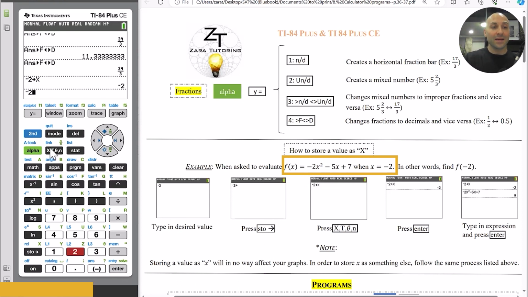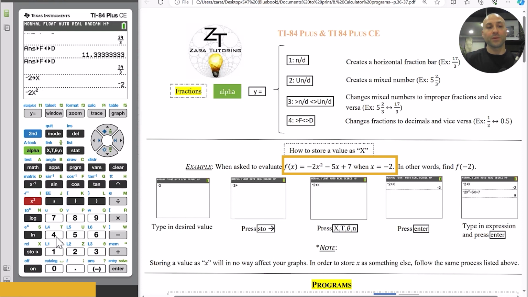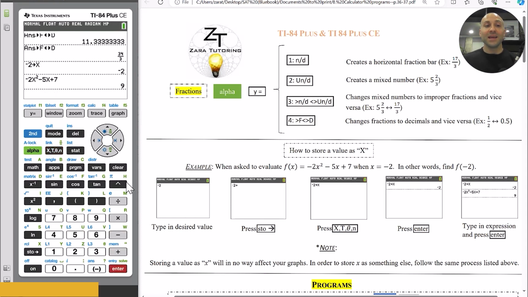So I can go ahead and type this function exactly the way that I see it. -2, we have x squared. Here's the squared exponent. If instead you were doing a different exponent, you do the caret, and then like to the 3rd power, 4th power, whatever it might be. We'll go ahead and do minus. Now you could do the normal minus sign. 5x plus 7. And then when we press enter, it found the function value for when x was -2.